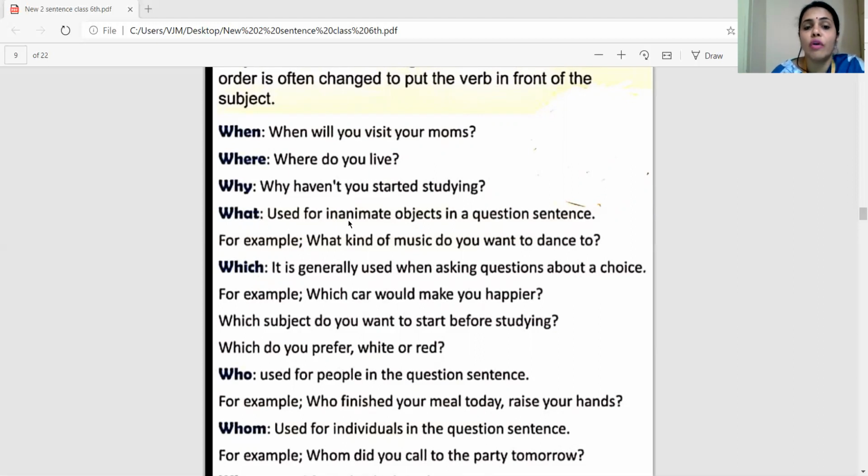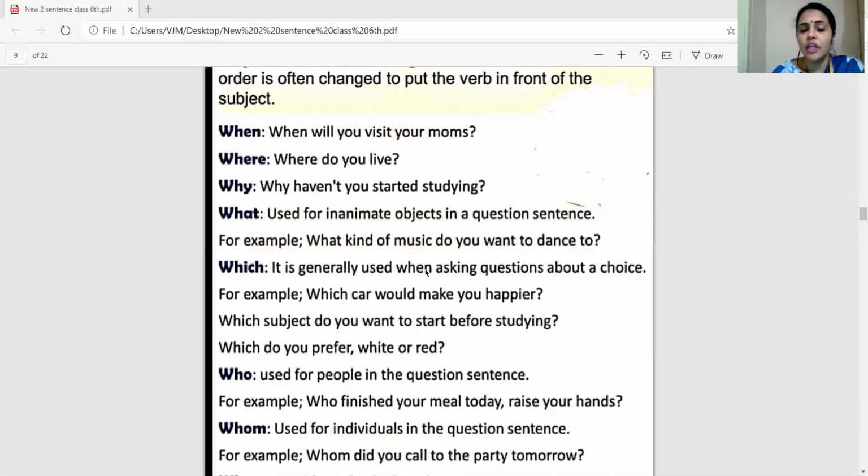Then what is used for inanimate objects. Inanimate objects means non-living things. For example, what kind of music do you want to dance to? Now, music is of course a non-living entity. That is why we are using what.